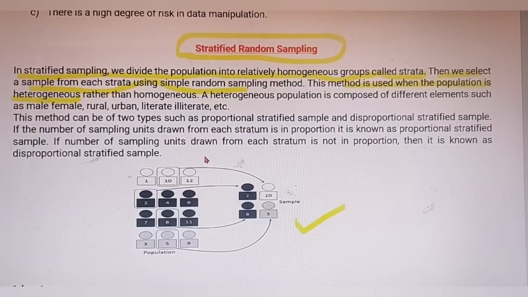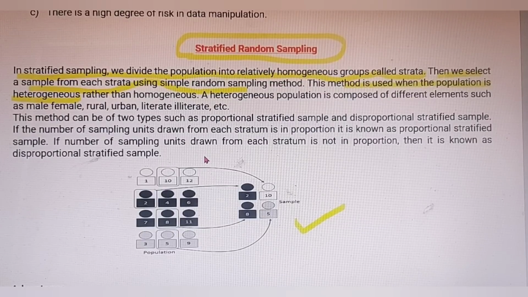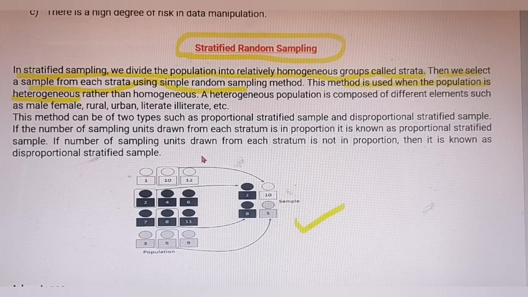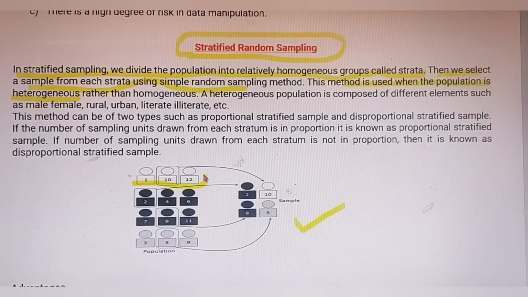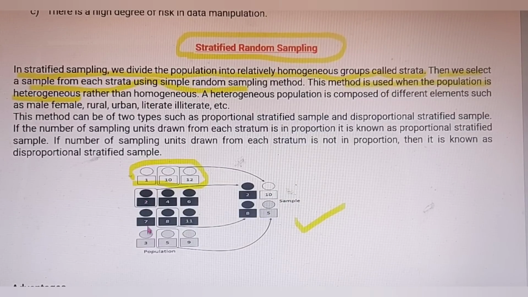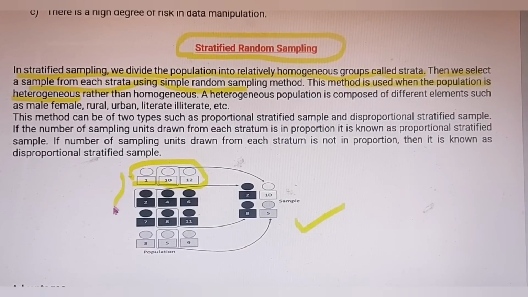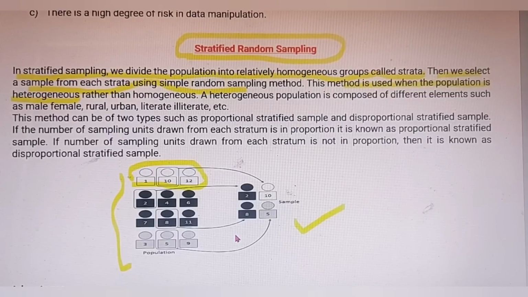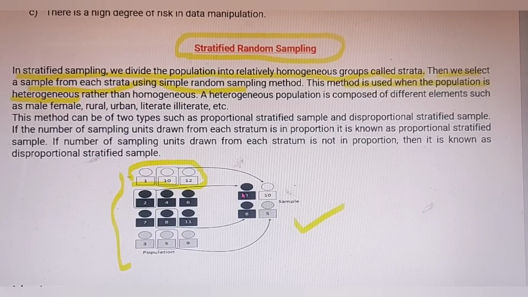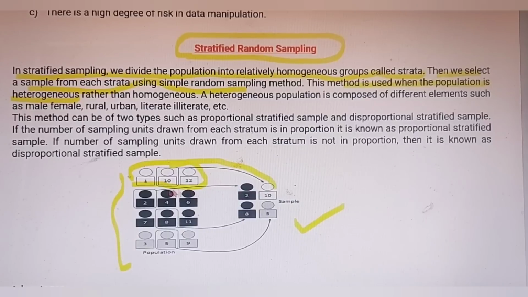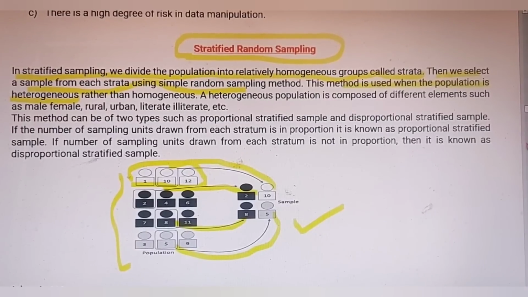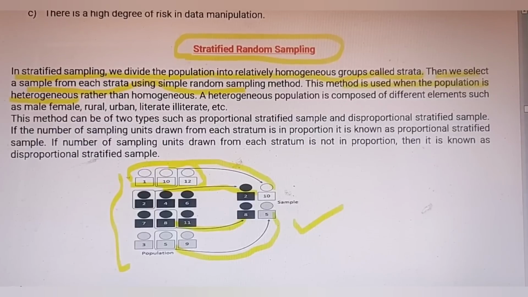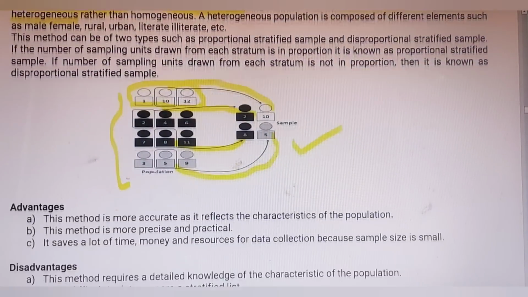Like here, the population is divided into strata. Strata means groups. You can see here that this is the first group, and again this is the second, this is the third, this is the fourth group. So there are four groups, right? And from each of them a sample is selected: one from the first group, one from the second group, one from the third group, and one from the fourth group. This method is also known as disproportional stratified sampling.